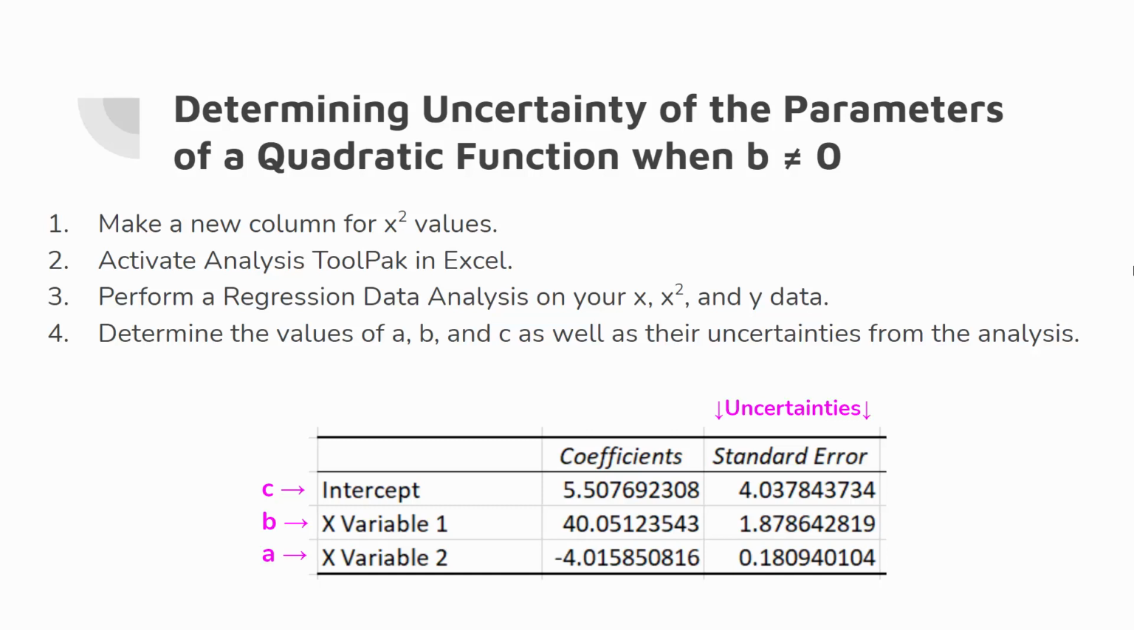Then you have to, in your desktop version of Excel, activate something called the Analysis Toolpack. I'll show you this. Once that's activated, you can perform a regression data analysis on your x data, your x squared data, and your y data. And that'll give you something like you see at the bottom. From this regression data analysis, you can determine the a parameter, the b parameter, the c parameter, as well as their uncertainties. Let's take a look at an example.